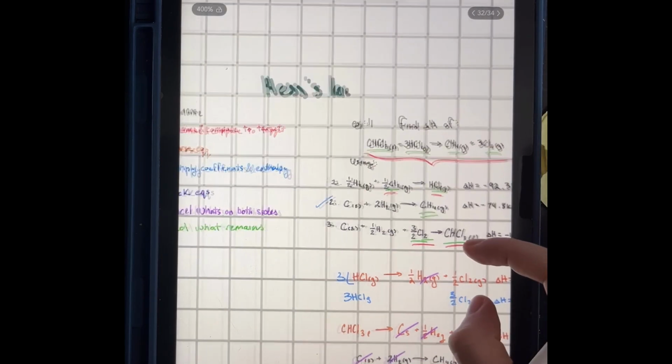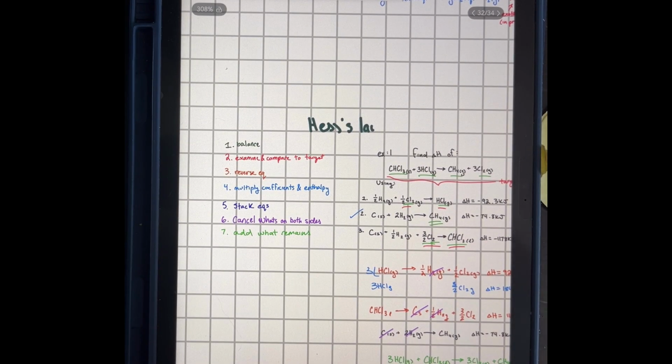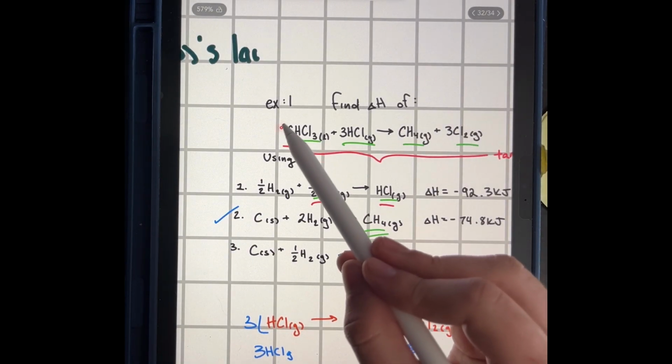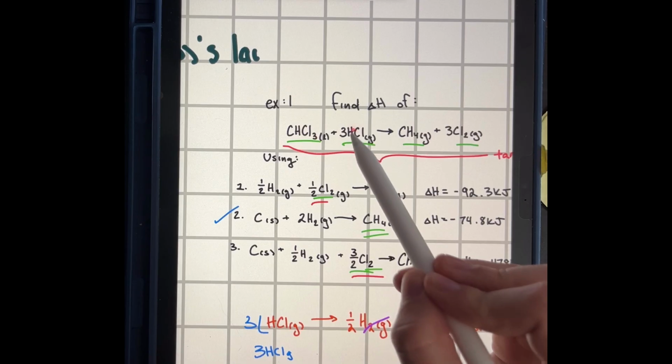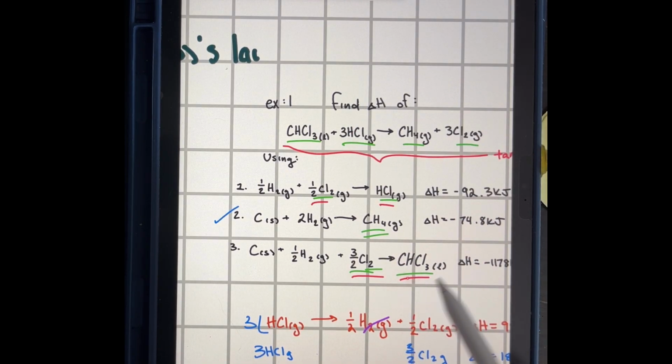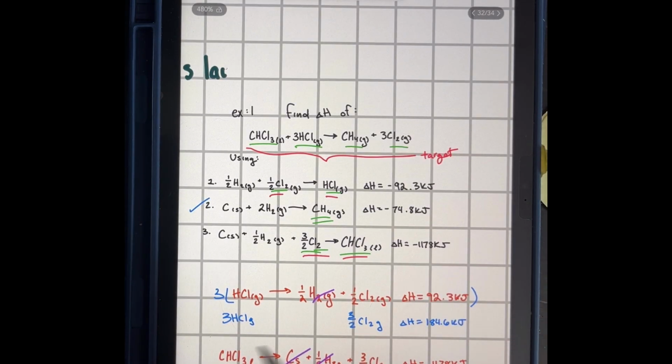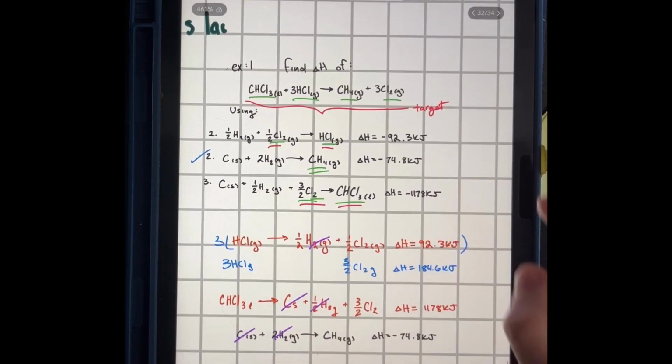So now we need to examine which ones are on the right side. According to this target, we should have as our reactants CHCl3 and HCl. CHCl3 right here is a product, so that's not going to work. We need to flip this equation. So that means our Cl2 is now going to become a product, so is our H2, so is our C. And when we flip an equation, we need to flip the sign of the enthalpy as well.